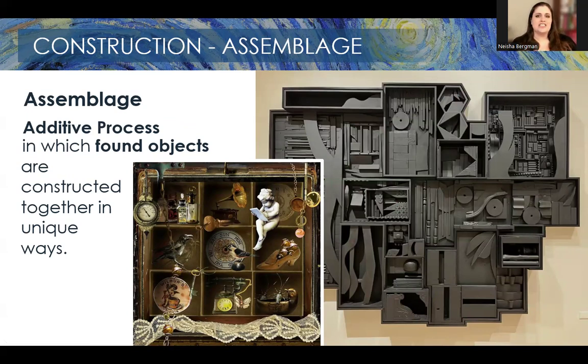Okay. Assemblage is a construction process where you're taking found objects. So you take a whole bunch of objects and put it together. It is very similar to the 2D process of collage, okay, where you're taking a whole bunch of different materials and putting them together to create an artwork. You do the same thing here. They can be very visually interesting. Usually they have a theme that runs concurrently with those objects that they're using.